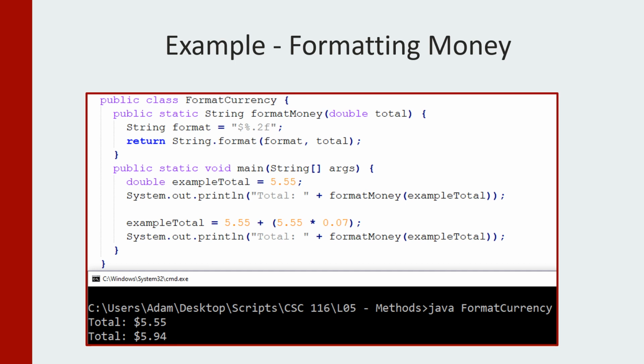So here's an example that has you format money. I have this class here called FormatCurrency, and now I have this method, public static String formatMoney(double total). Previously we've talked about I always needed you to start with main, but now it's fine that I have this method first, and only down here I have the main method.